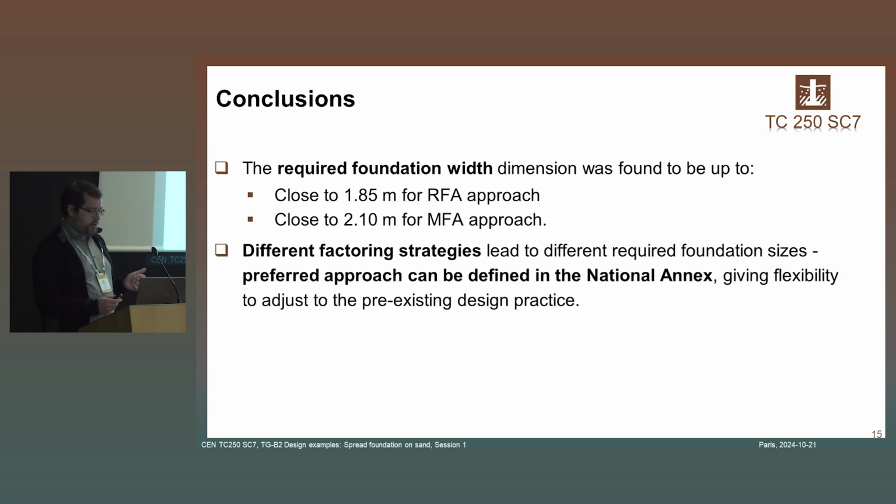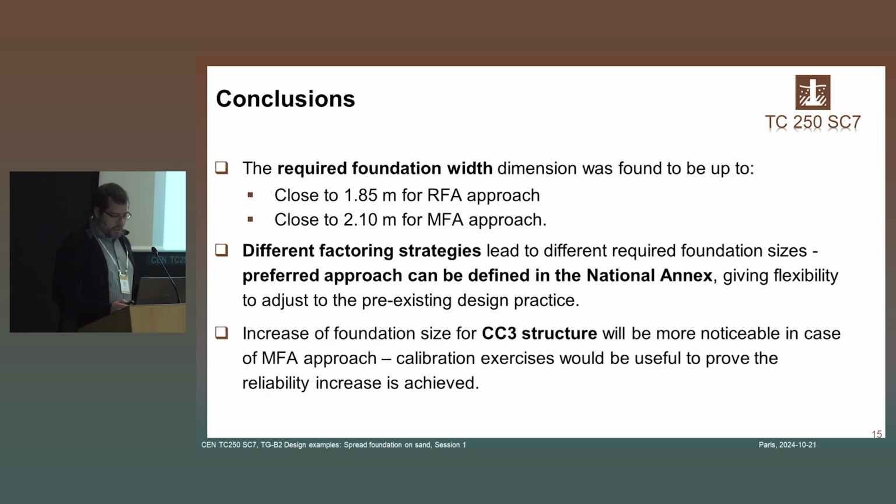So different factoring strategies lead to different required foundation sizes, and we can define something we prefer in the national annex. Quite often it will be just to match our pre-existing design practice, as the general idea for calculation is not that much different. The values of partial factors are similar to the first generation Eurocode. So if we don't have any better idea, we might target what we've done in the past. And it's worth repeating that there is some increase in foundation size if we consider the higher consequence class, and it's more noticeable in case of MFA approach. So I would recommend running some calibration exercises to prove that the reliability level is actually achieved.